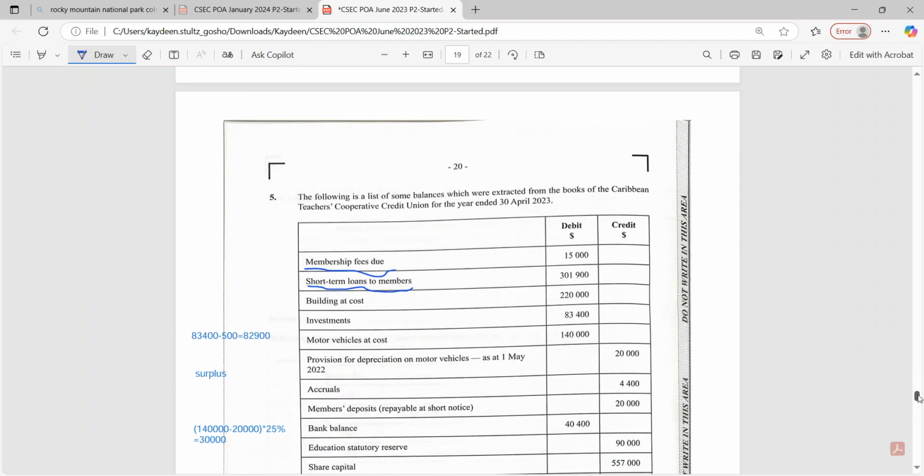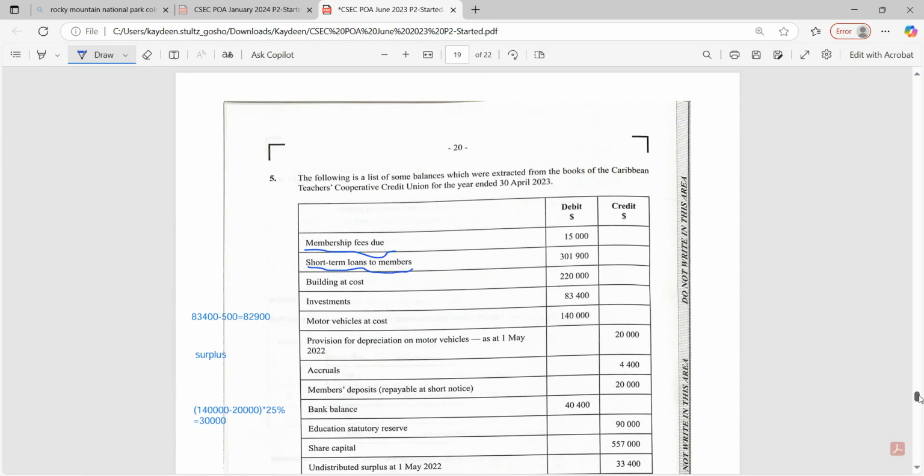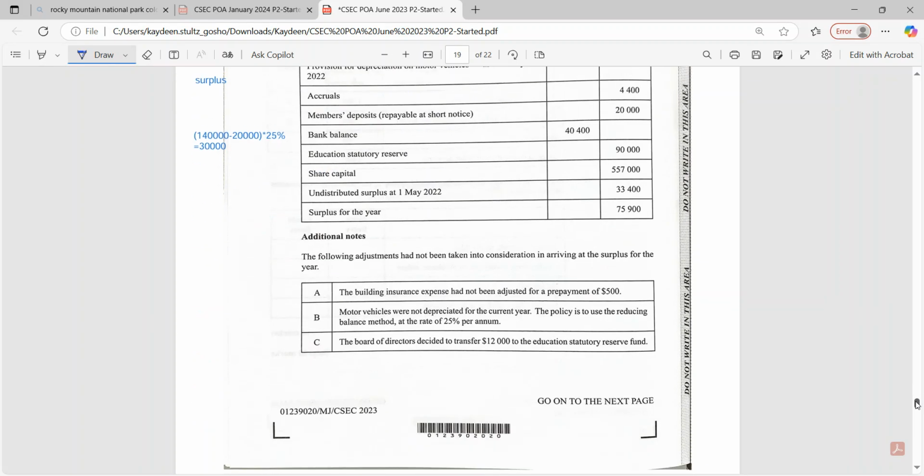All right, so the following is a list of some balances which are extracted from the books of the Caribbean Teachers Cooperative Credit Union for the year ended the 30th of April 2023. Now, in this case, as I said, we're going to read the rest of the question first before we work.